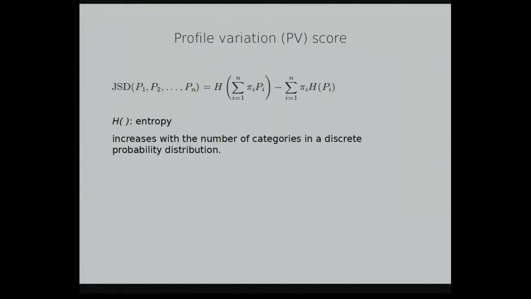So the thing is that entropy increases with the number of categories in a discrete probability distribution, which corresponds to, in our case, the gene length. If I don't do any binning, then my pi has the length of the gene length. Since I want to compare genes of different lengths, I don't want this bias. Because the growth of the entropy with the length is roughly on the log scale, we define our PV as the JSD divided by the log of gene length.